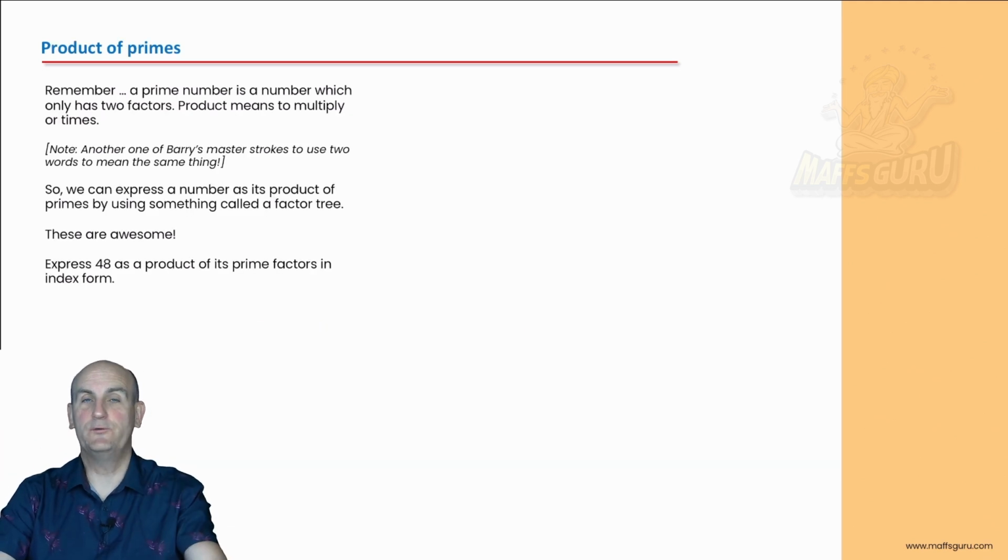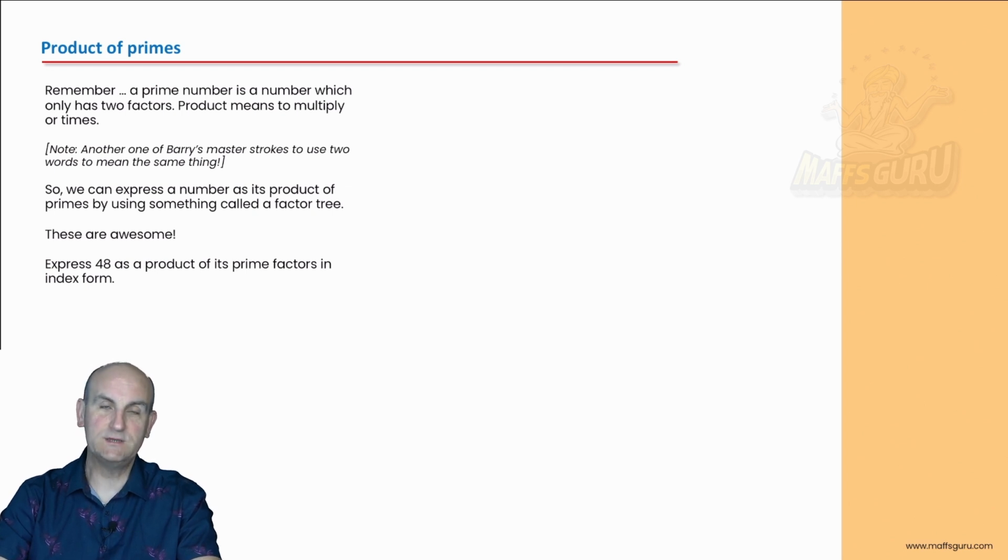Now, one of the things we use this for is product of primes. We remember a prime number is a number which only has 2 factors, right? And a product means times. A wonderful way we can do this is using a factor tree. I love factor trees, they're great. So here is an example. Express 48 as a product of its prime factors in index form. A lot of language that trips people out. But let's go first. Express 48 as a product of its prime factors.